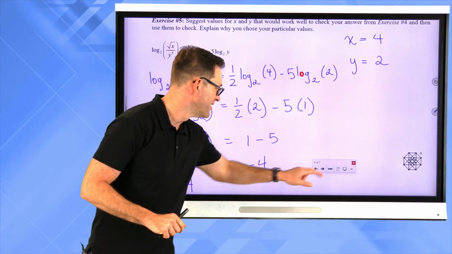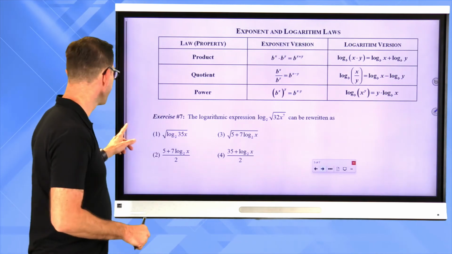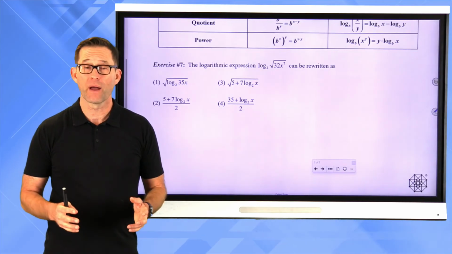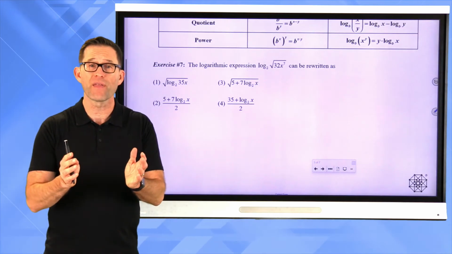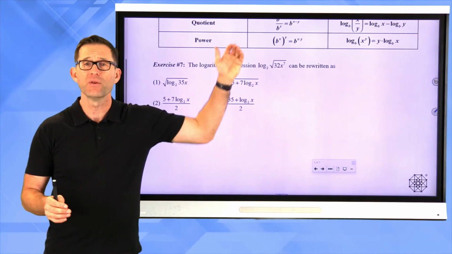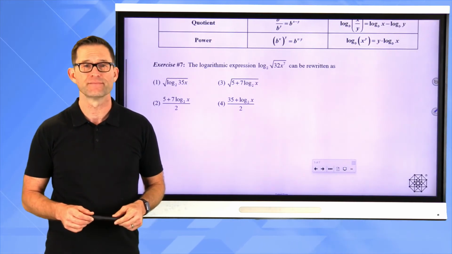Okay, let's take a look. Still more logarithm laws. Exercise number 7. The logarithmic expression log base 2 of the square root of 32x to the 7th can be written as which of the following? Again, play around with this. Try to look at the argument of that logarithm, understand what its larger structure is, and then try to use the logarithm laws to see which one of these is the correct expression.